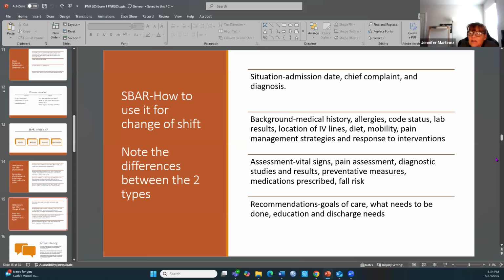And then the vital signs, pain, do they have any diagnostic studies? What measures are in place, fall risk, that kind of thing. And then the recommendations: the goal of care, what needs to be done, what education needs to be provided, their discharge needs.